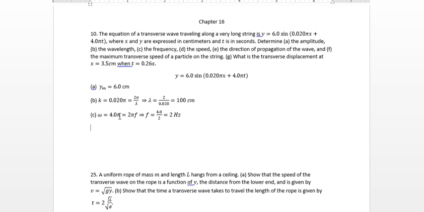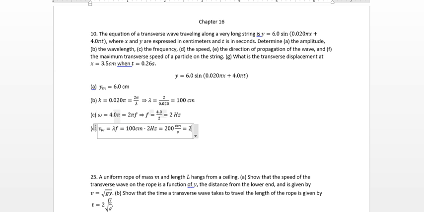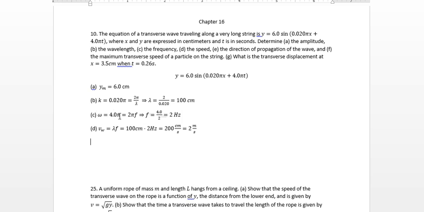D, the speed. So what is the speed of this wave? Well, we know for all of these, the wave velocity is lambda times f. So in this case, we've got 100 centimeters times 2 hertz, which is 200 centimeters per second, which is 2 meters per second. All right, that's the wave velocity.